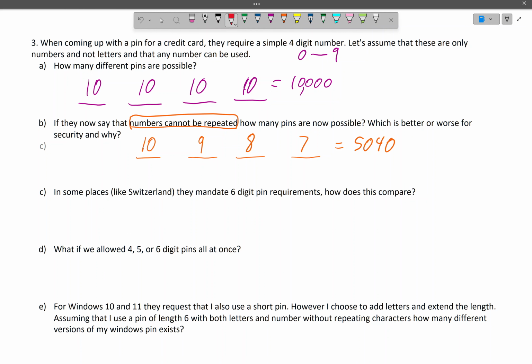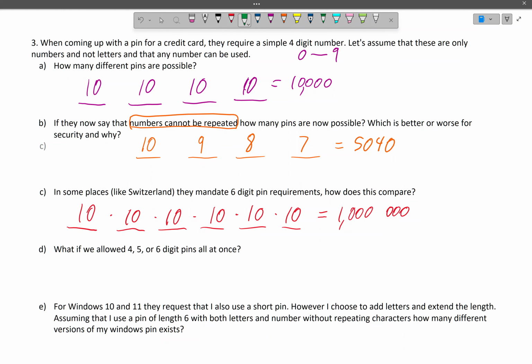Okay, in some places like Switzerland, they mandate 6-digit PIN requirements. How does this compare to our previous answer? Well, now with 6 digits, it's 10 times 10 times 10 times 10 times 10 times 10. So it's 1 with 6 zeros after. Well, look at that. 1 million different pins that can be used. So this changes things quite drastically compared to 10,000.